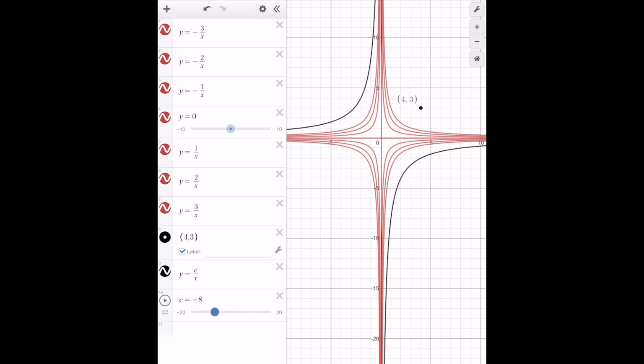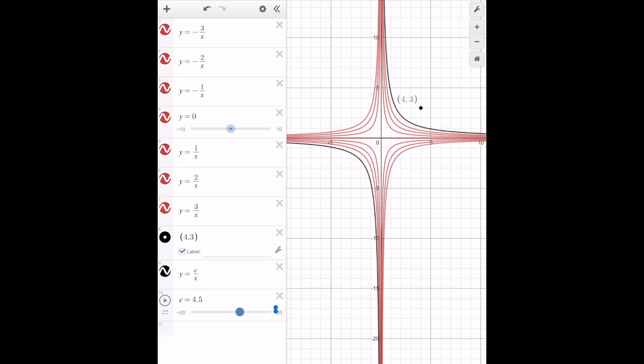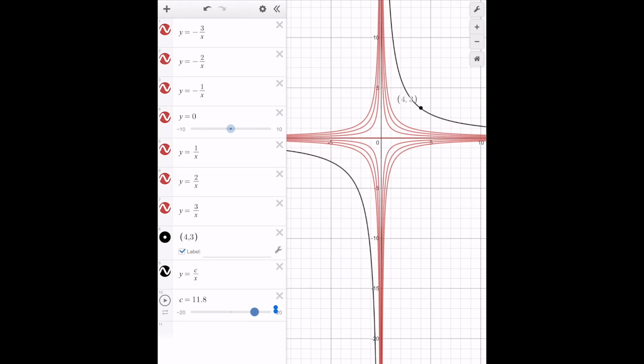And what we're after is a particular c value that will give us the graph that crosses right through 4, 3, and it looks like right about there. There we are. So when c is equal to 12, the graph y equals 12 over x is the unique particular solution to this differential equation that intersects 4, 3.